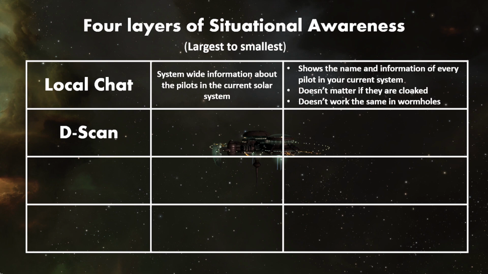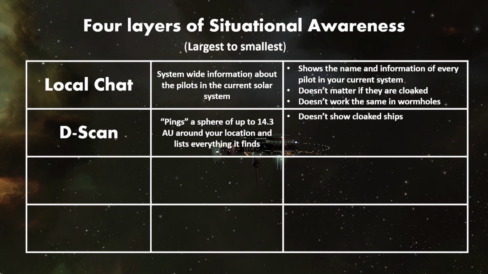The next one is what we call your D-scan, or your directional scanner. It pings out a sphere of up to 14.3 AU, okay, and it shows you everything that it finds within that sphere, starting from your position as the center of that sphere. It's kind of like if you imagine a submarine sonar. It just sends out a ping, and everything it finds, it comes back and gives you some information about it. It does not show cloaked ships.